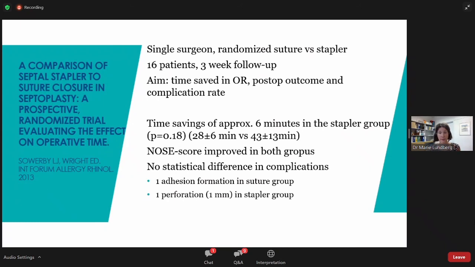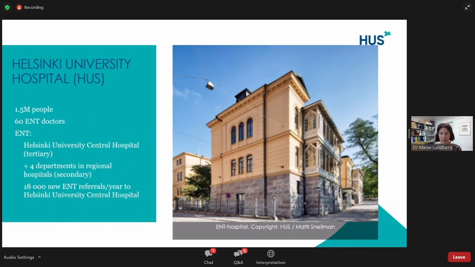The next one is quite similar to the last one: 16 patients, 3-week follow-up, randomized into suture or stapler. They saved 6 minutes per patient in the stapler group. The nose score was improved in both groups, and they found no statistical difference in complications. One adhesion in the suture group and one perforation in the stapler group. Then we come to our study.